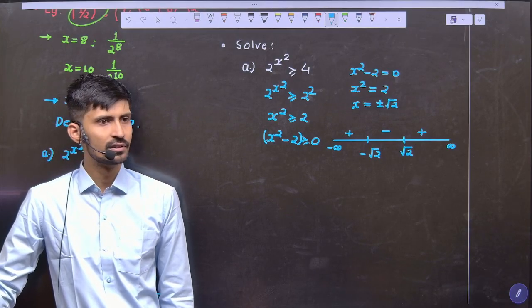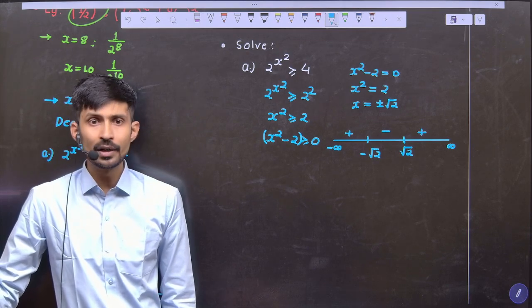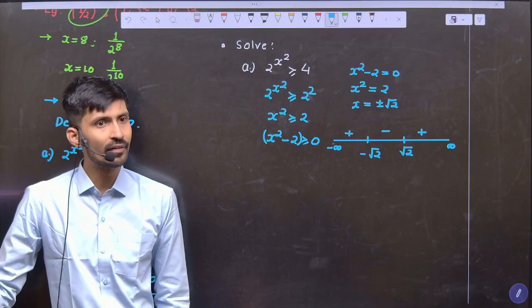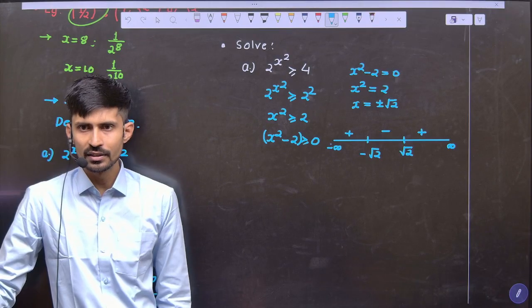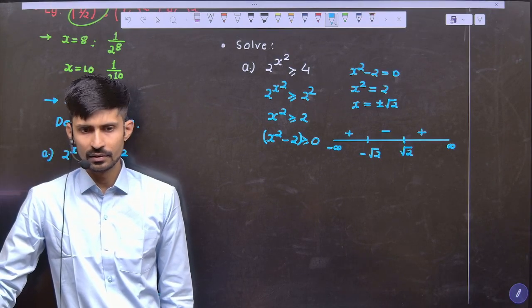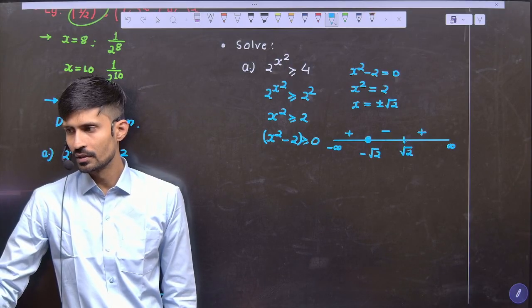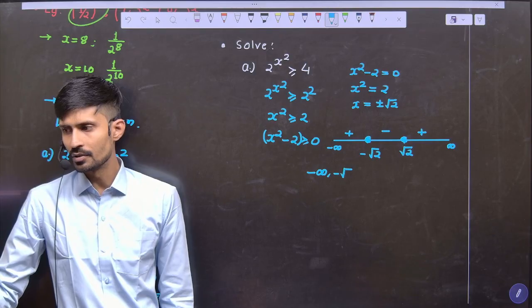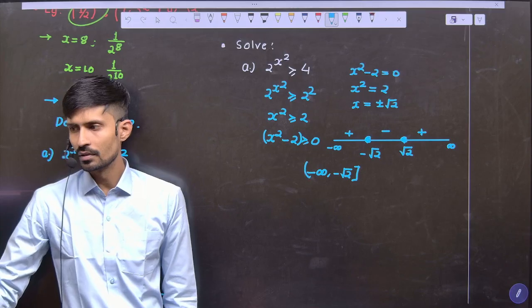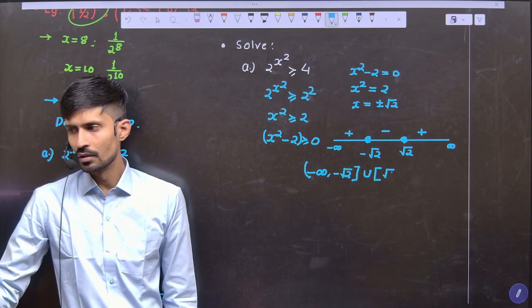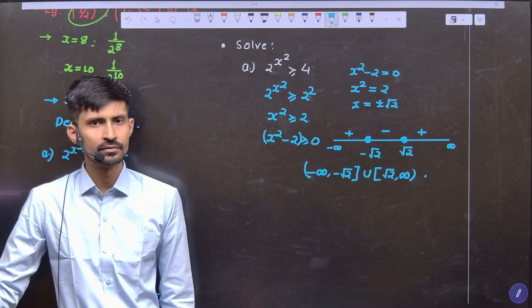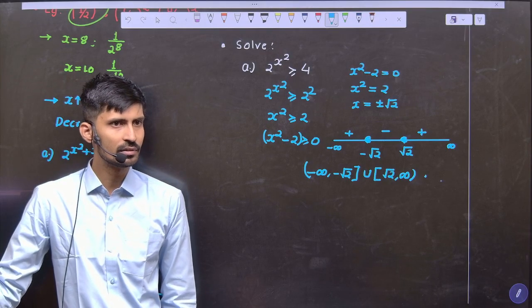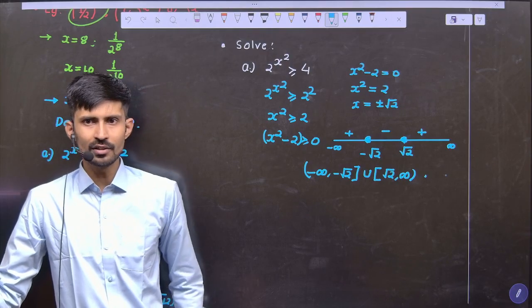Equals to sign is there. Numerator root closed bracket. Denominator root open bracket. Denominator root every time open bracket. How many of you know this? So this will be closed, this will be a closed bracket. And we can write minus infinity to minus root 2, union root 2 to infinity, open. Why open? Infinity open. Can you understand? Simple or not?